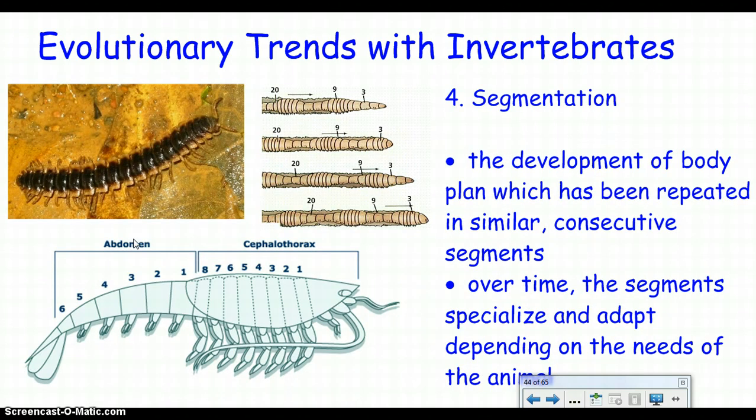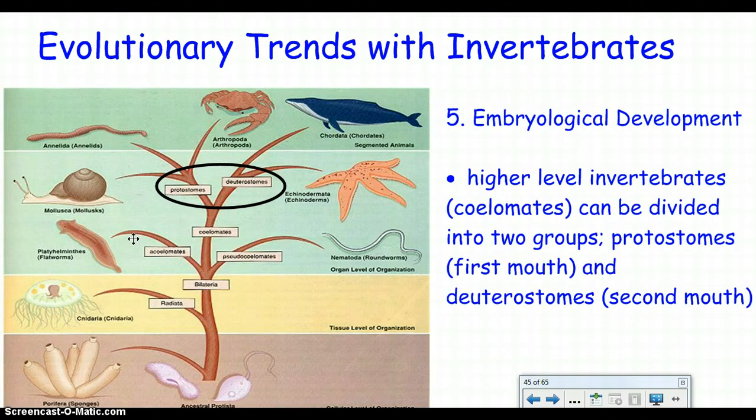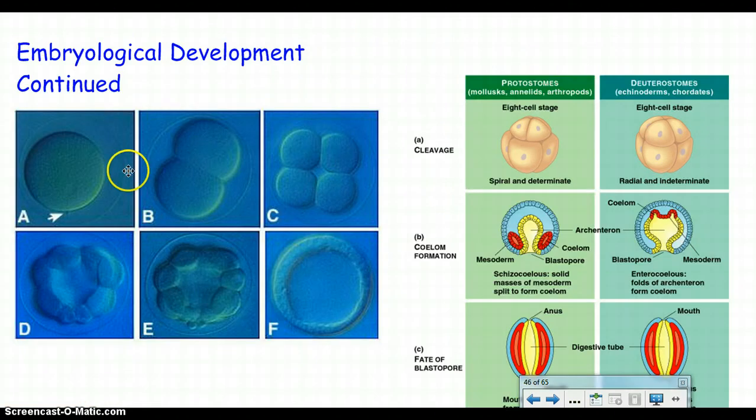Segmentation just means that certain parts of the body are responsible for certain functions. Embryological development just basically means that when an embryo is developing and you go from 1 cell to 2, then 2 to 4, and 4 to 8, and 8 to 16 and so on, you get this little hollow ball of cells, and when that ball folds in on itself, it looks kind of like this. And when the ball folds in on itself, it creates this little hole here called a blastopore.